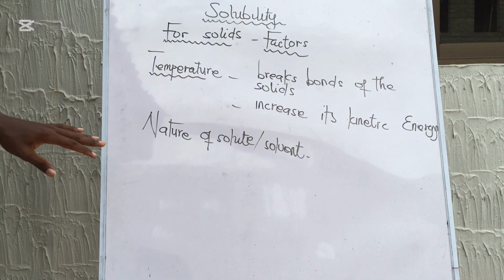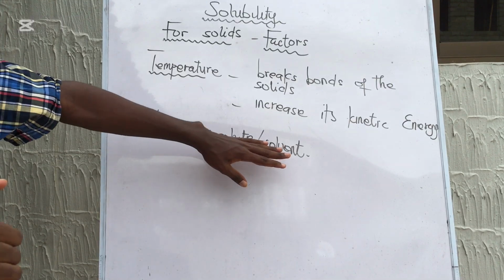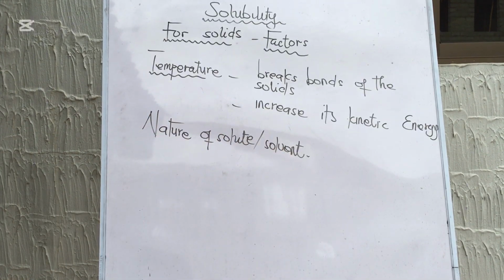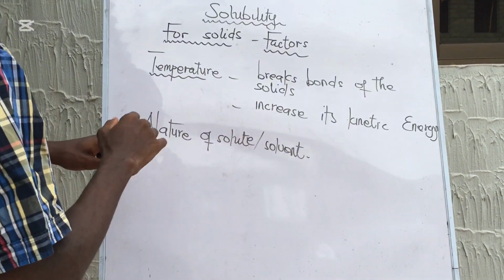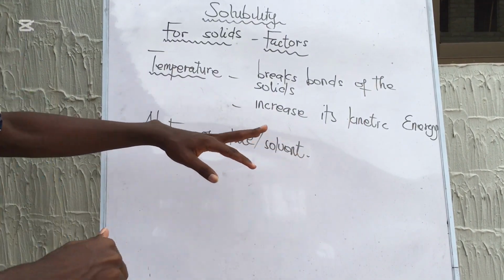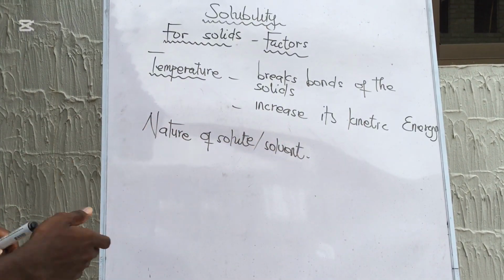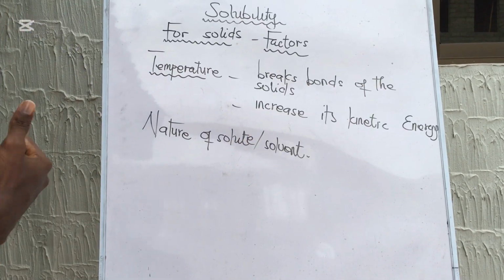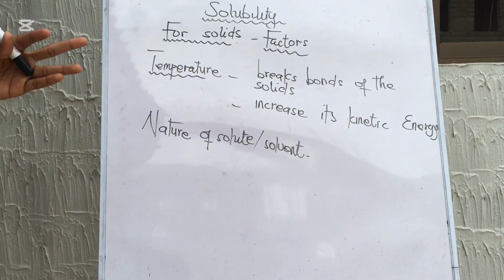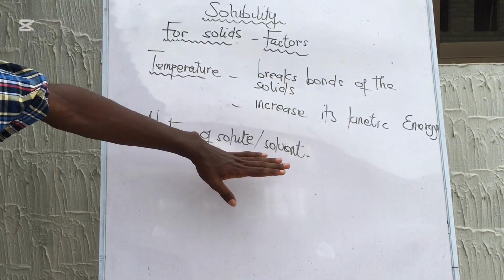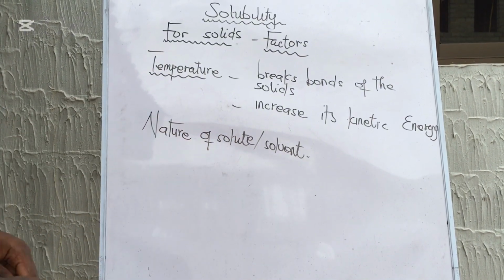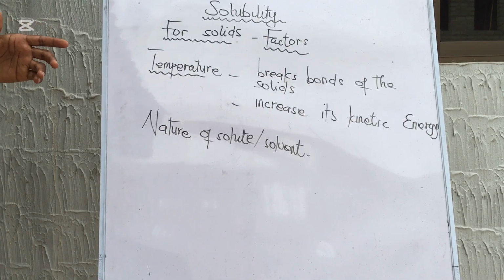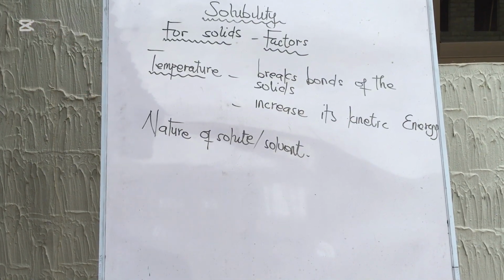Now, in terms of the nature of the solute and the solvent, for something to dissolve in the other, the solvent should have the same properties as the solid. You can't dissolve an ionic compound in an organic solvent and expect it to dissolve. So the nature of the solvent also counts, as compared to the nature of the solute. Then in some cases, we also talk about the surface area of the solid.